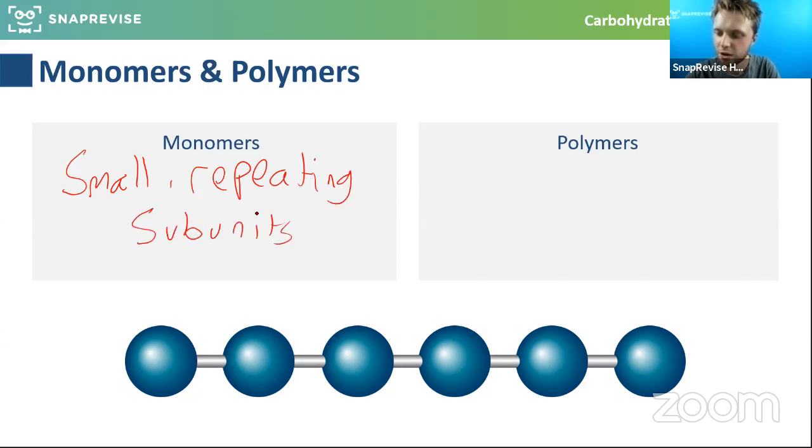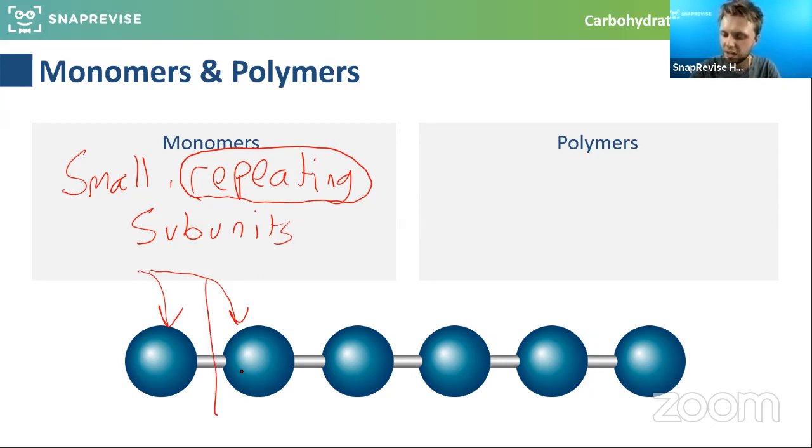Okay, your examiners are looking for you to be able to use terms like repeating. So a monomer is small and it is something which will repeat itself again and again and again. I chose this little picture at the bottom here because you can see these little subunits, right? Each little subunit is making up this bigger molecule. So each of these is a monomer. Collectively, when they are all joined together, we end up with something which is a polymer. Okay, so that is the definition we need for a monomer, small repeating subunits.